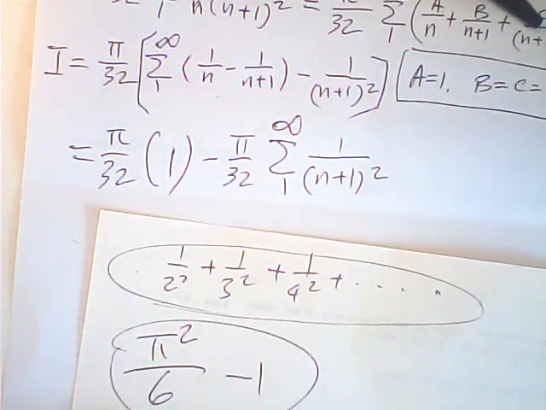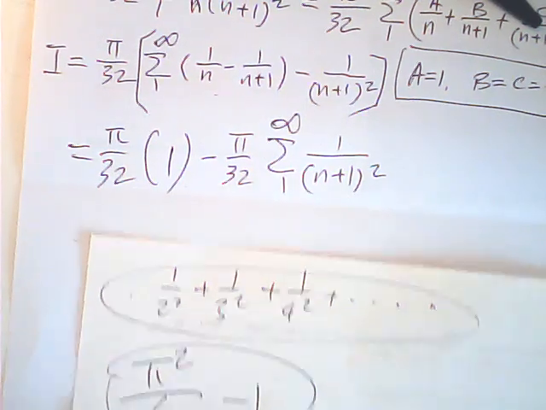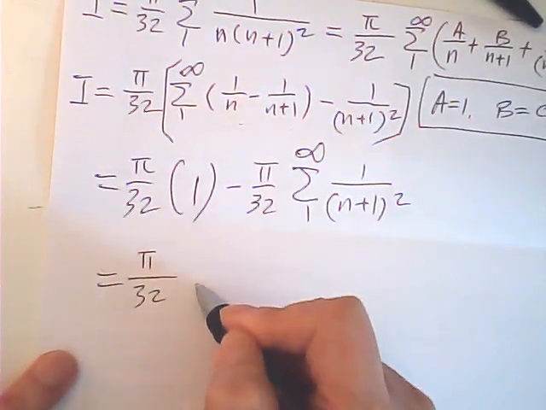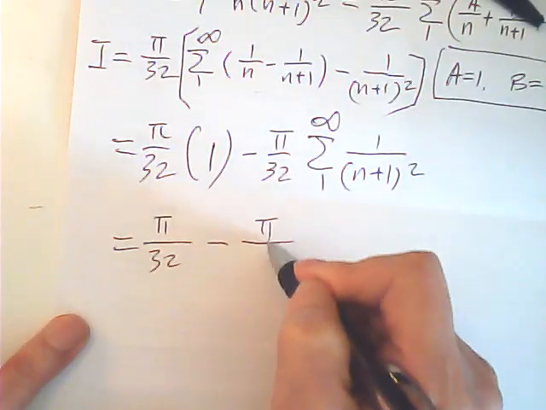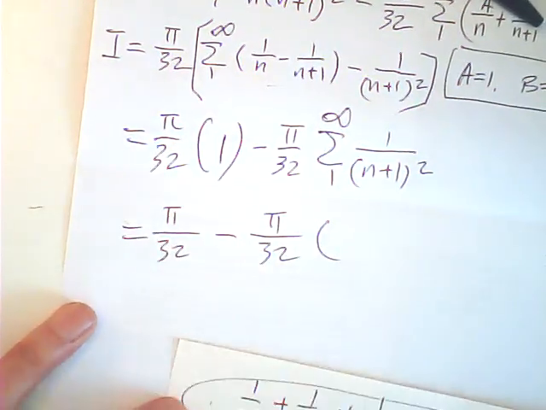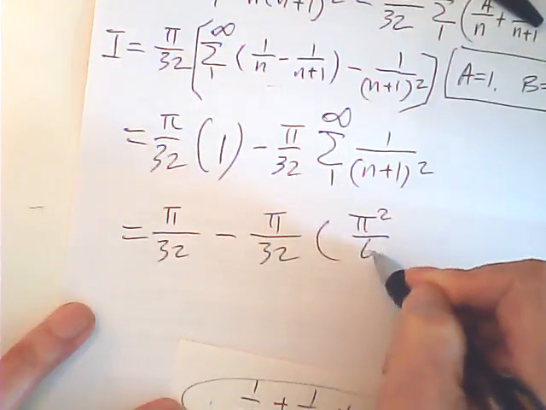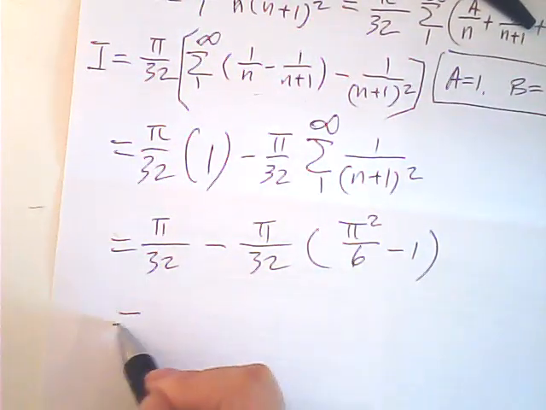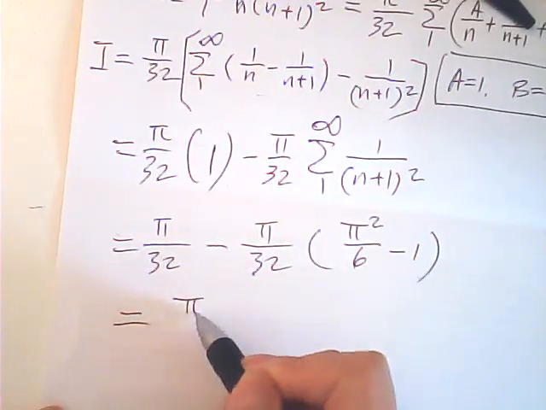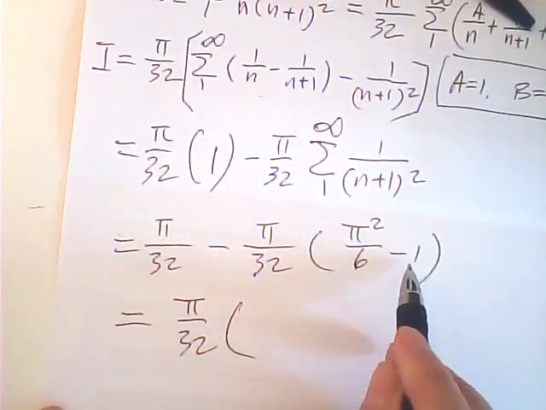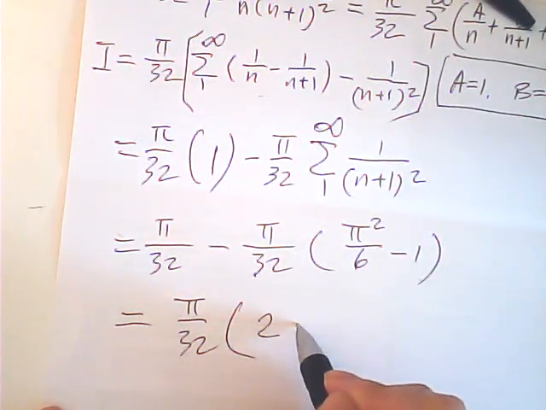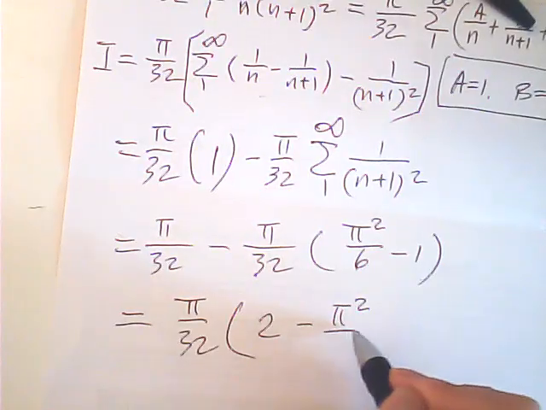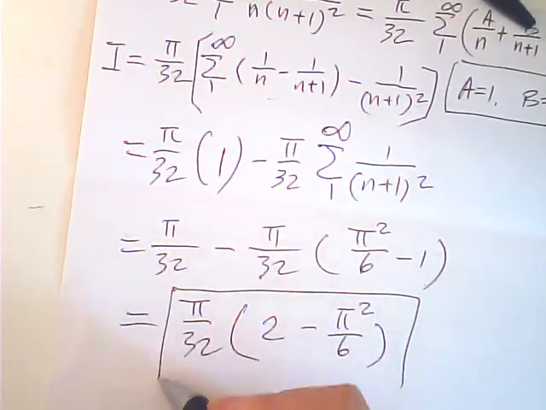So this is nothing but this. Just missing 1. Okay? So this is pi over 32 minus pi over 32 times Basel, missing 1, right? Yeah, that's it. Yeah, good. So this becomes pi over 32, this is a 1, becomes a 2 minus pi squared over 6. Wow. I got a result.